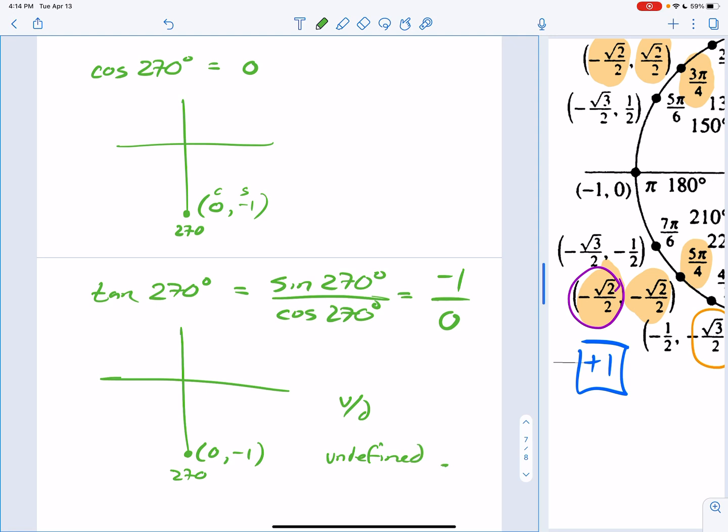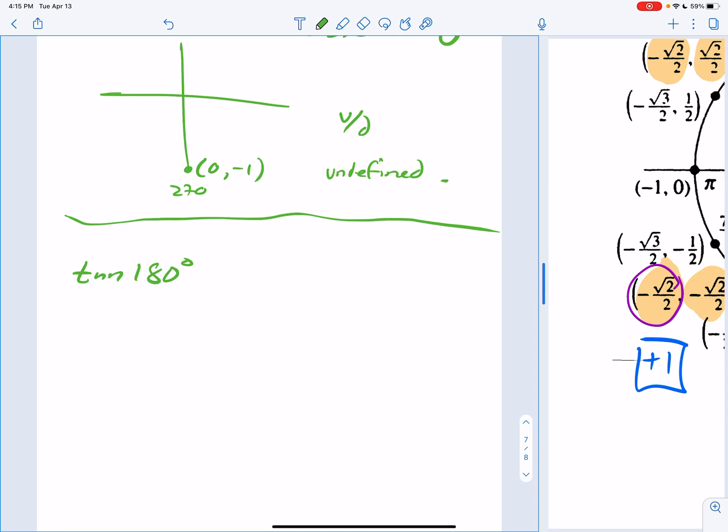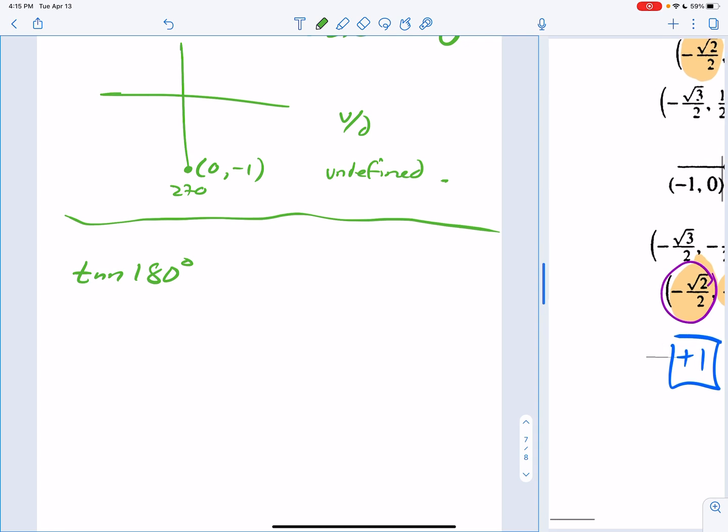All right? Here's one for you to try. Go ahead and try the tangent of 180 without looking at the table, without looking at the unit circle, okay? Just try your best. Press play when you're ready.